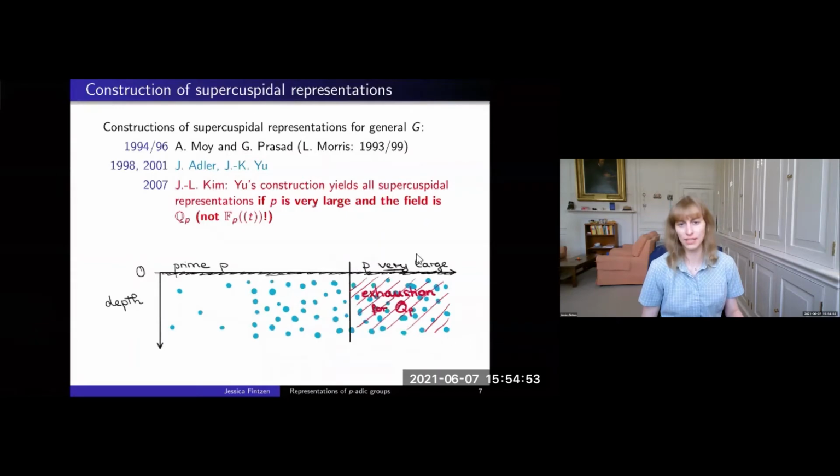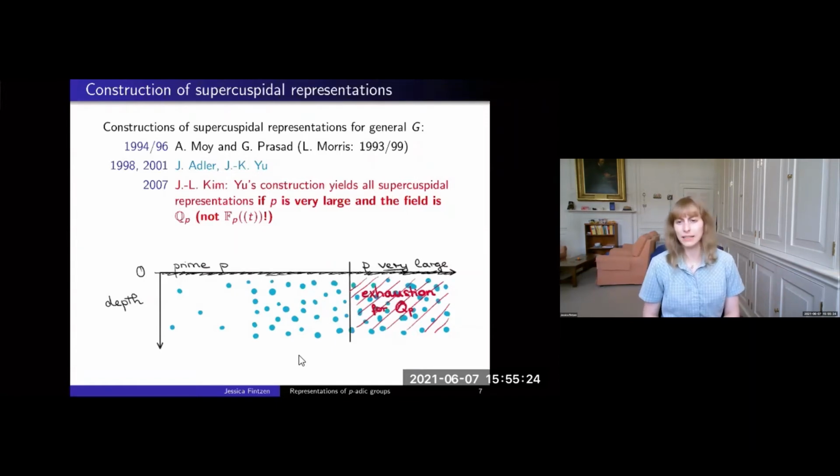So if we are in this region here, and if the field is Q_p, so if we work with the p-adic numbers, not with the Laurent series over a finite field with p elements, but with Q_p, in this setting we have exhaustion. Everything arises from Yu's construction. So everything that we prove for Yu's construction works for all the supercuspidal representations, and we obtain general results. That's really useful because now if we want to prove something for all representations, we just work with Yu's construction.